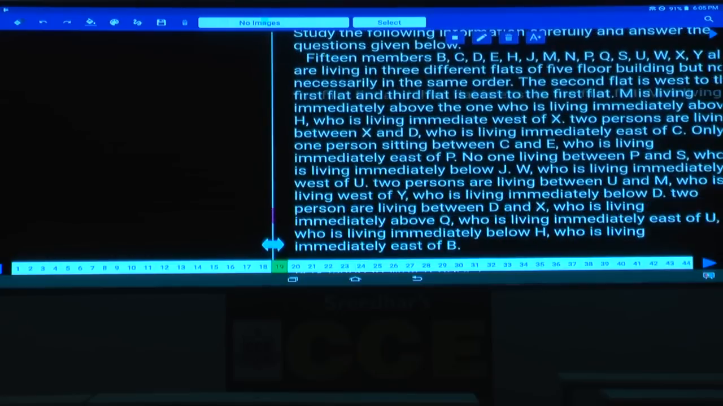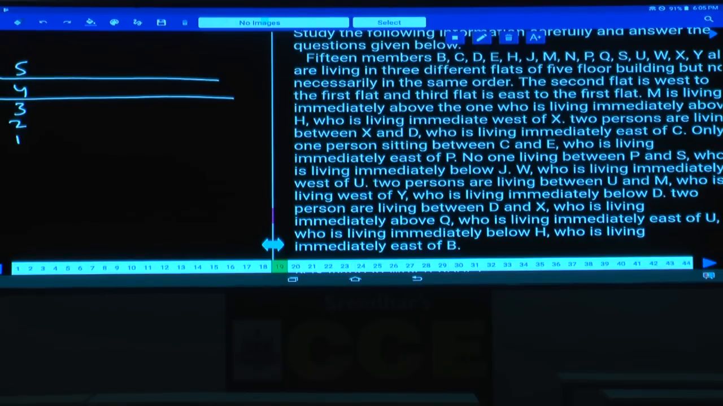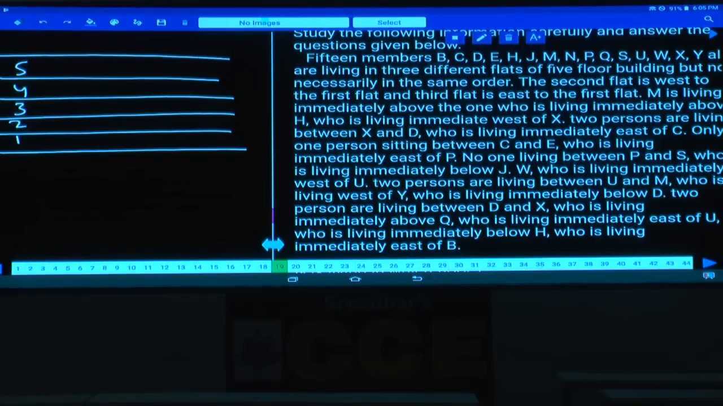Now in these 5 floors, 5, 4, 3, 2 and 1. In total 5 floors. And now how many flats are there in each of these floors? There are 3 flats, isn't it? Now 3 flats in this. Then the second flat, but not necessarily in the same order. The second flat is west of the first flat, and the third flat is east of the first flat.